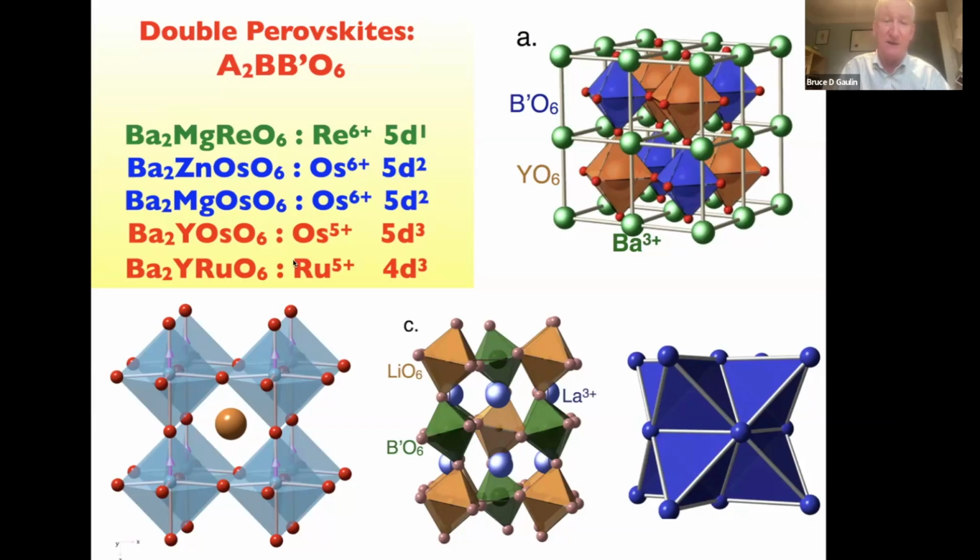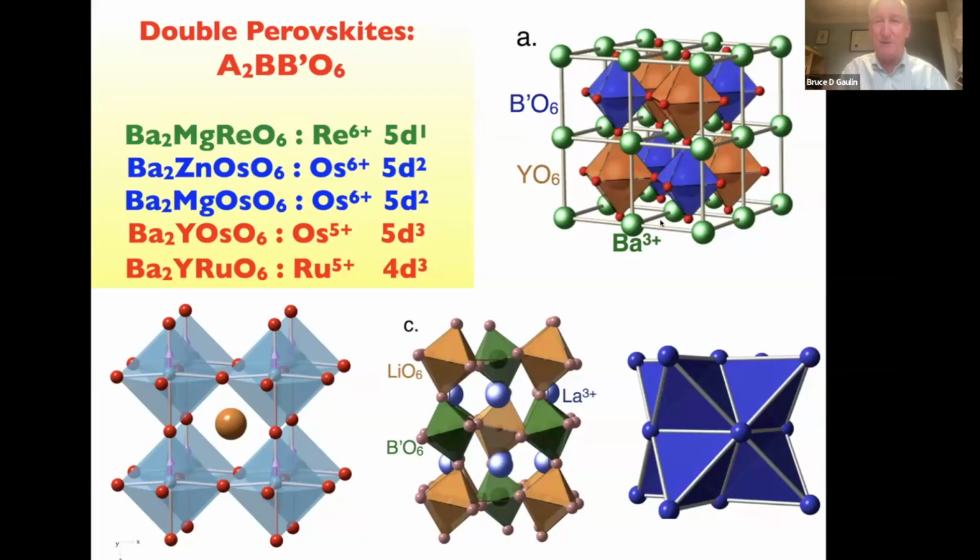Here, the idea is that you simply alternate every second transition metal oxygen 6 octahedron with a different transition metal. And if you can get the transition metals to order, as they often do, then you can form the structure that you see here in the top corner, where every second transition metal octahedron has either a B or a B prime site. So it's, if you like, a sodium chloride type of order.